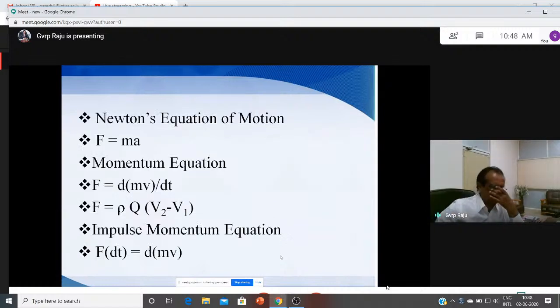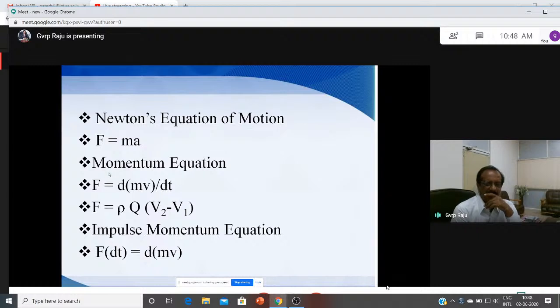And the other one is Newton's equation of motion. F is equal to ma. So F is force, which is equal to mass into acceleration, and the momentum equation, which is F is equal to d of mv by dt. That is change of momentum with reference to time. So d of mv is a change of momentum here. Mass into velocity is momentum, so the change is d of mv, and dt.